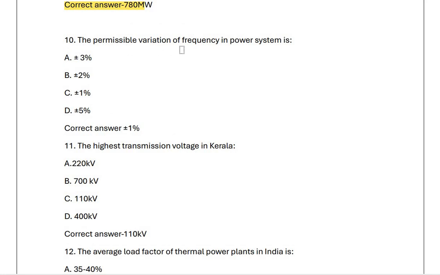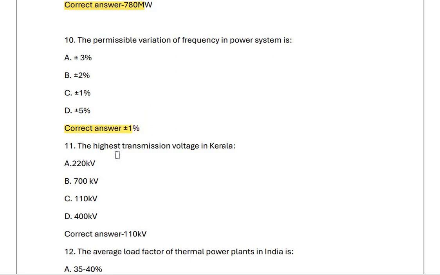10. The permissible variation of frequency in power system is A. plus or minus 3%, B. plus or minus 2%, C. plus or minus 1%, D. plus or minus 5%. Correct answer: plus or minus 1%.